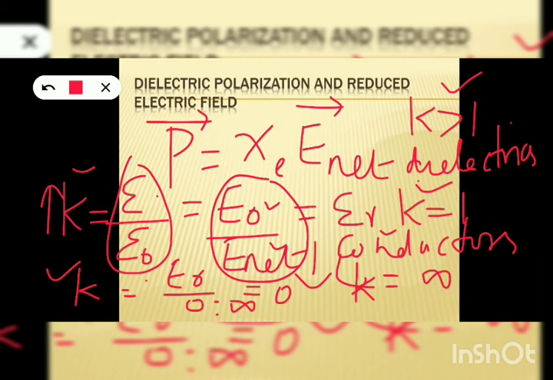What is the summary? Polarization is the dipole moment induced per unit volume of the dielectric. Also, it is the process of inducing equal and opposite charges on the opposite faces of the dielectric.